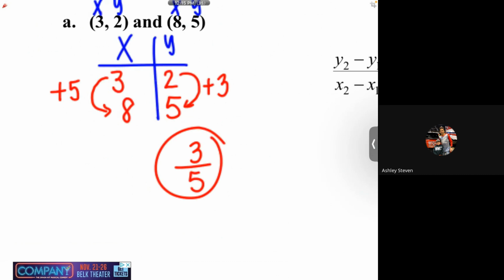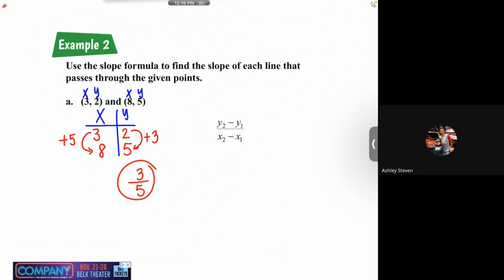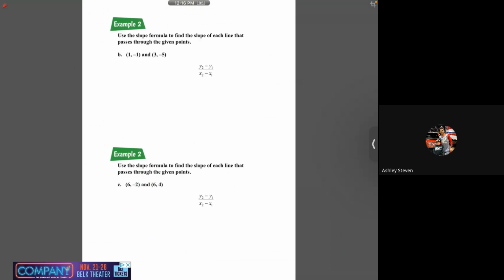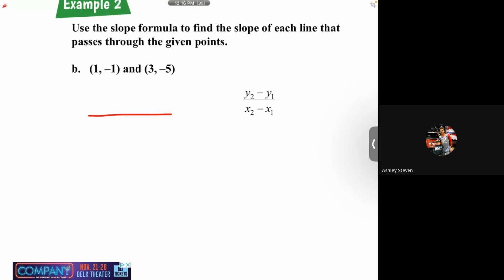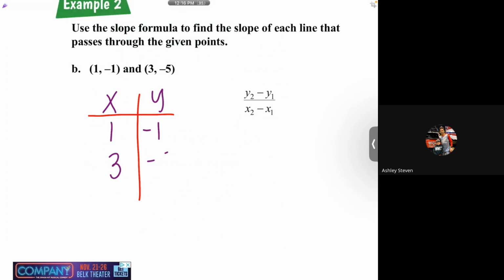Okay, wait. You should have been writing it down when I was going over it. All right, B. I'm going to set it up in the table with you. I have x, y, 1, -1, 3, -5. All right, I set it up in the table. I want you guys to find the slope.